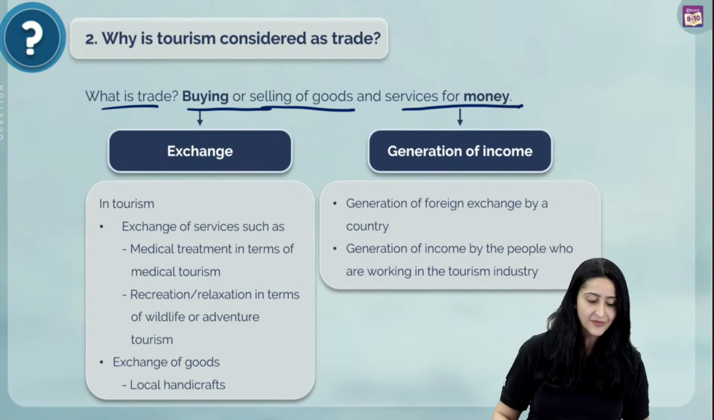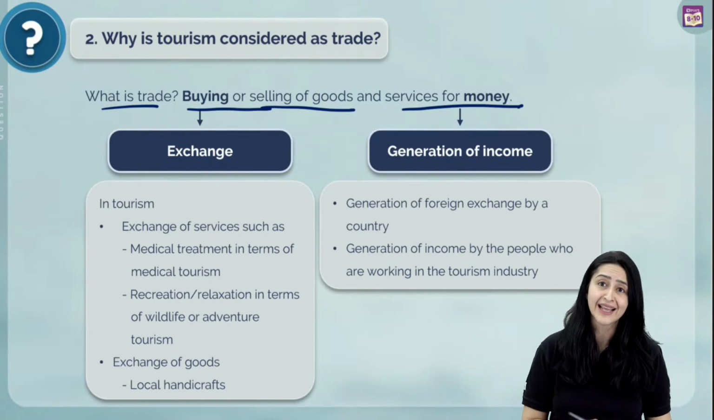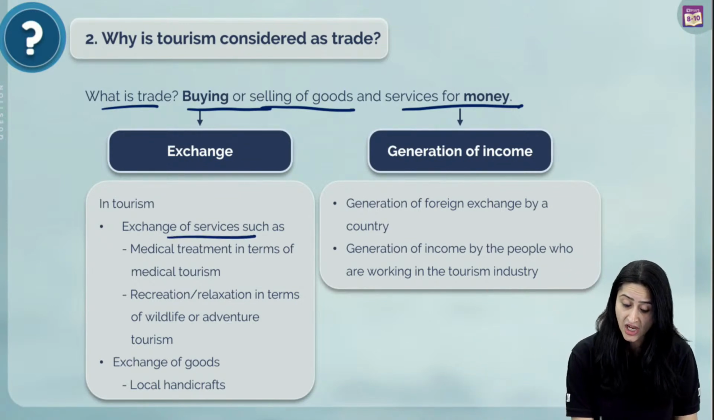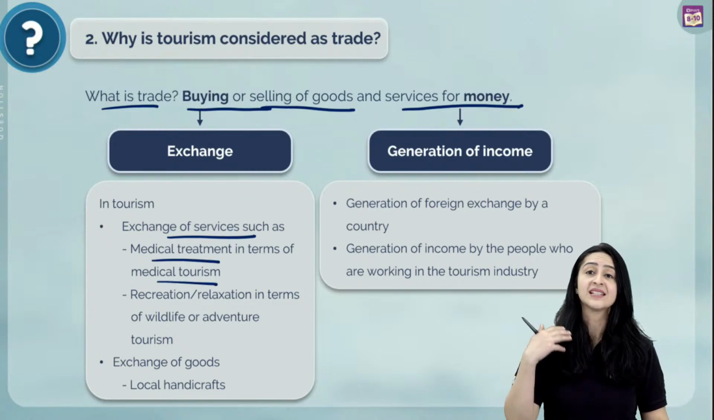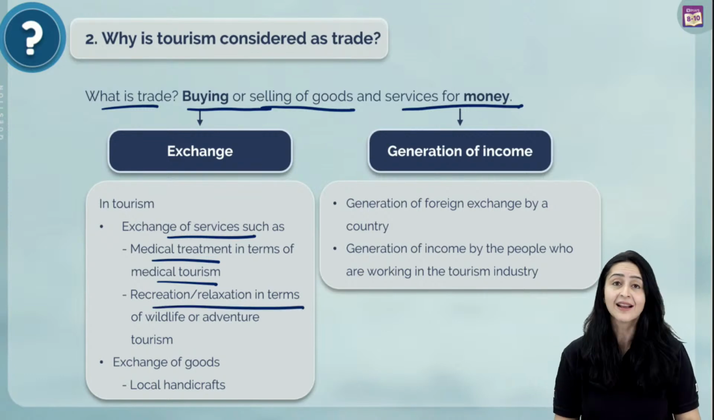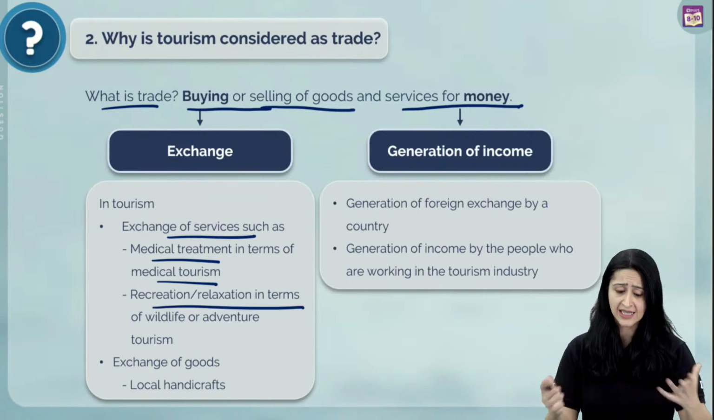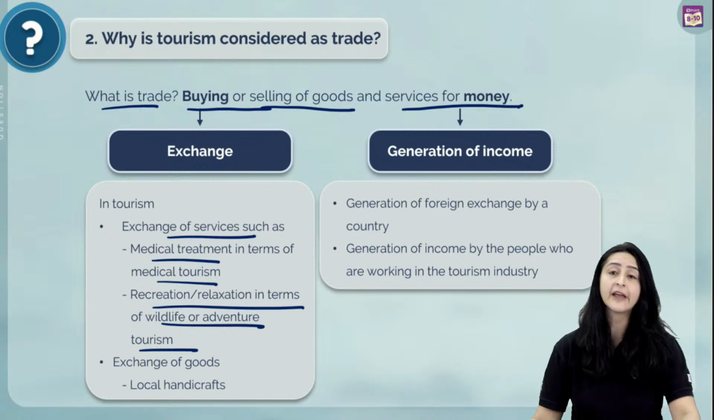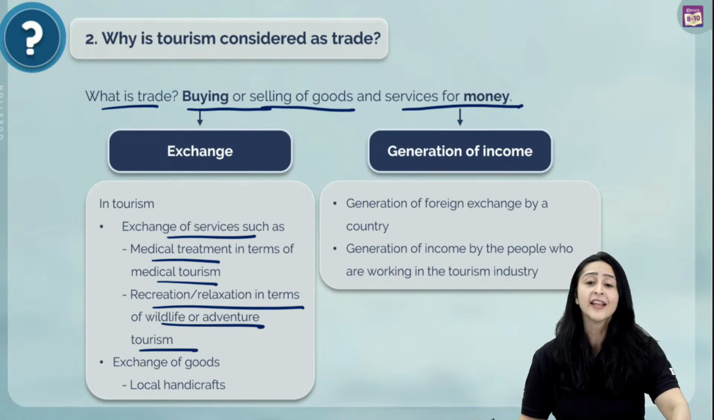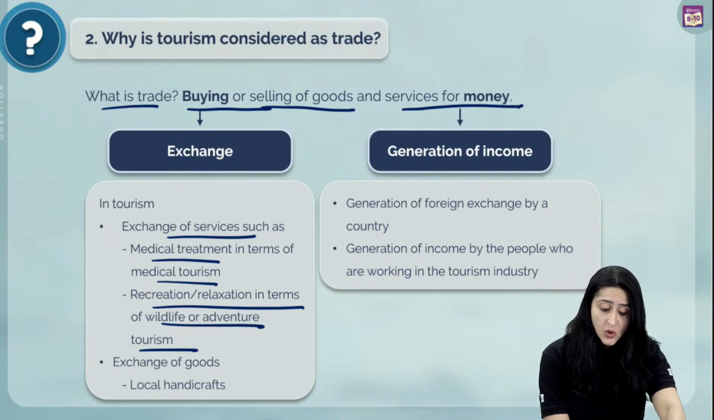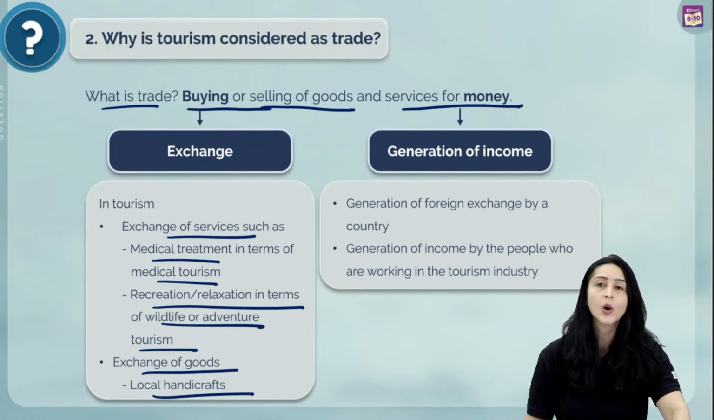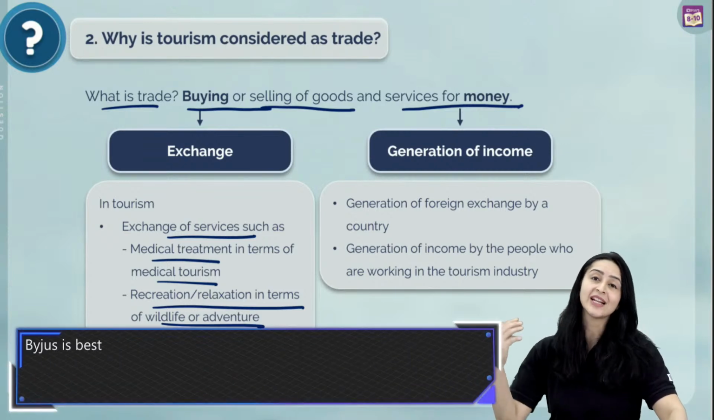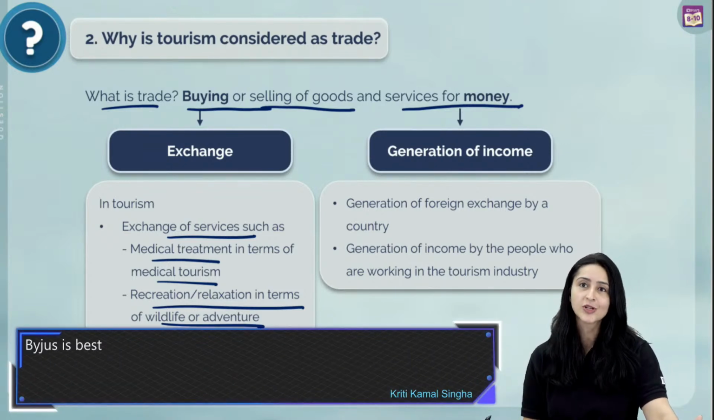So let us understand this. In tourism, definitely there is exchange, because there is exchange of services such as medical treatment when we are talking about medical tourism. There's exchange of services in terms of recreation or relaxation, tourist guides, etc. when we are talking about wildlife or adventure tourism. Also, there is exchange of goods when foreigners come to our country and they buy the local handicrafts, right? So there definitely is exchange of goods and services.